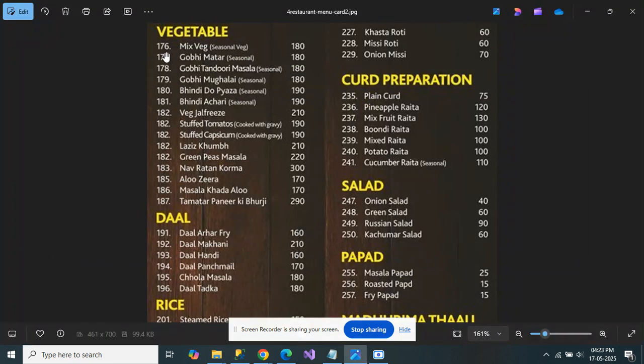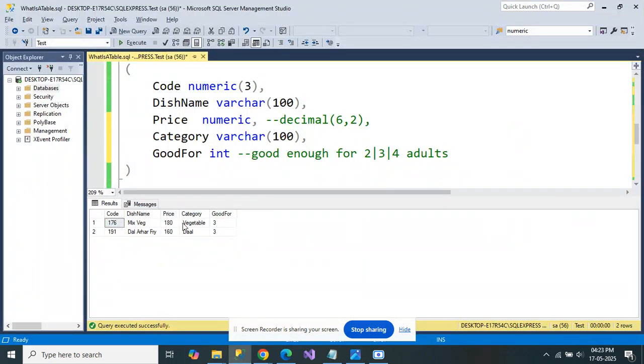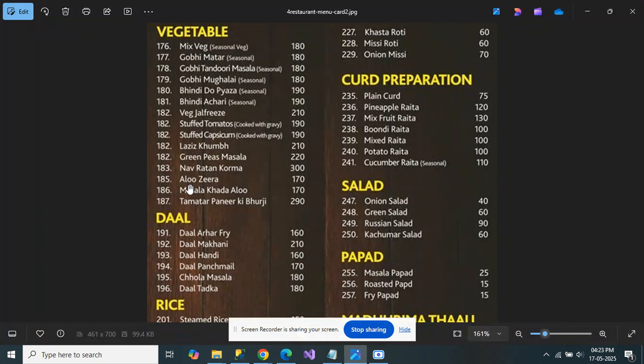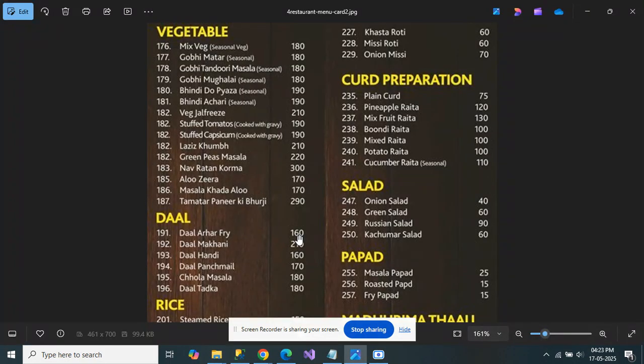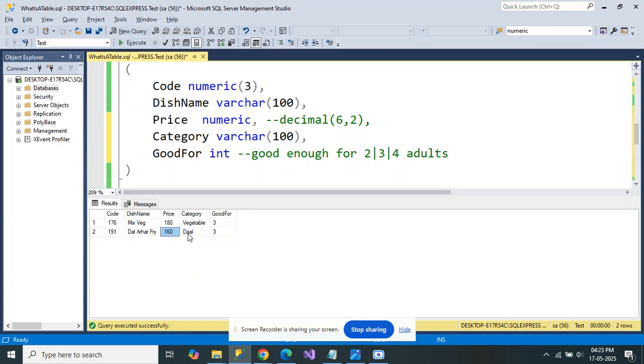We have code 176. The name of the dish is mixed veg. Price is 180, and the category is vegetable. The good for column indicates that the quantity of this particular dish is good enough to serve how many people. So this is good to serve 3 people. Next example is 191: dal arhar fry, price of which is 160. It falls under the dal category, and again it is good enough for 3 folks or 3 adults.